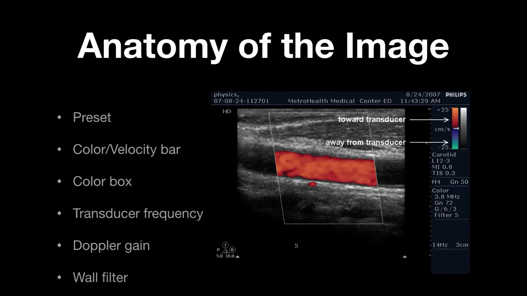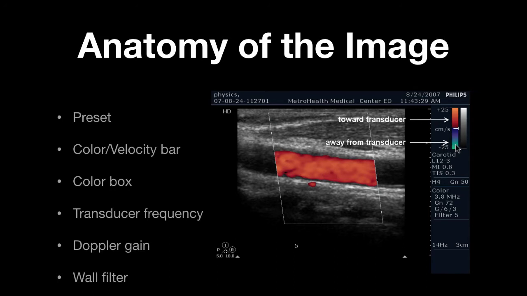Let's take a look now at the anatomy of the color flow Doppler image. So here we have a sagittal view of the carotid artery. You can see first our preset. We're appropriately using here the carotid artery preset. Remember, the use of the correct preset is really vital since most of the other calculations will usually be in the correct range if you're in the right preset.